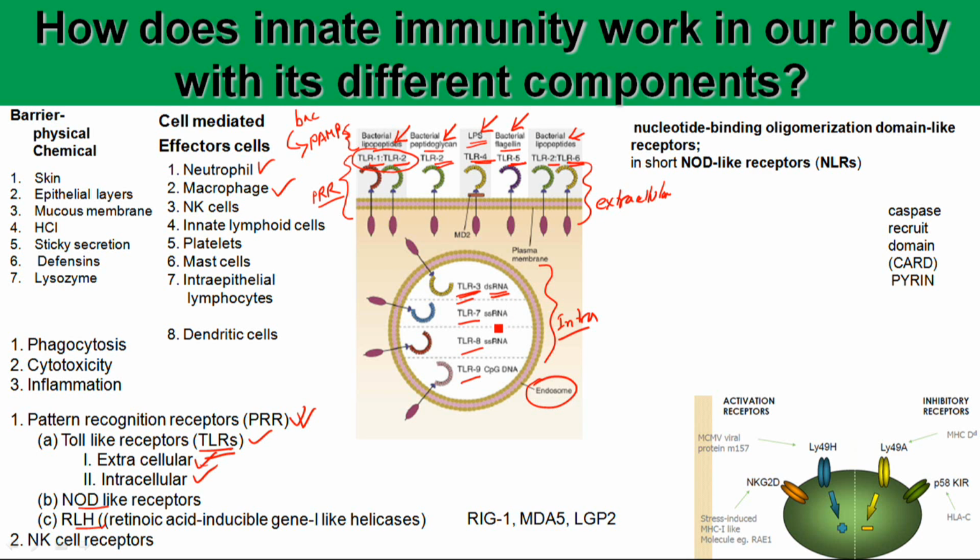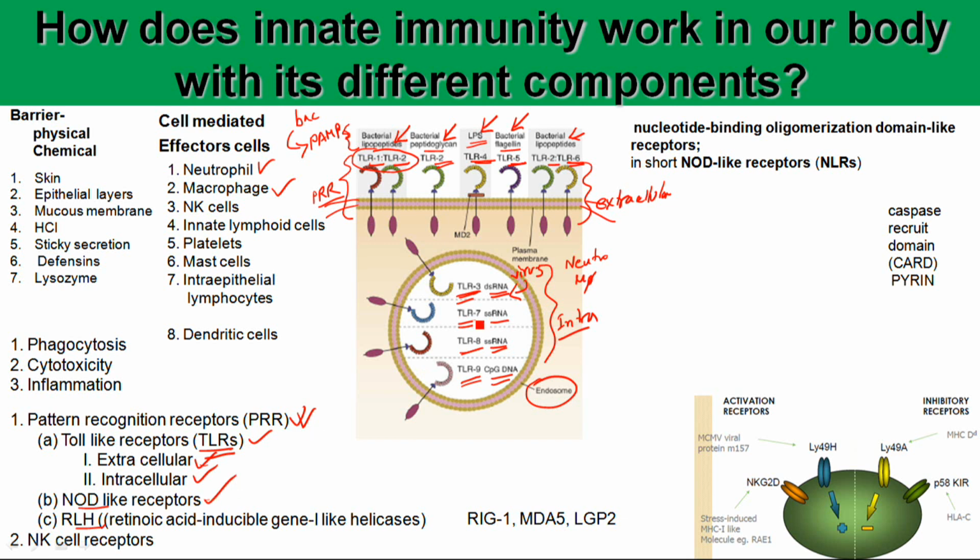And TLR3 can recognize the double-stranded RNA, which is mainly coming from viruses. And the single-stranded RNA is recognized by TLR7. TLR8 can recognize the single-stranded RNA, and TLR9 can recognize the CpG-DNA. So through these different types of TLR, different types of bacterial and viral components are recognized, and then this phagocytic cell gives rise to the inflammatory response, which can trigger the attraction of the other immune cells.